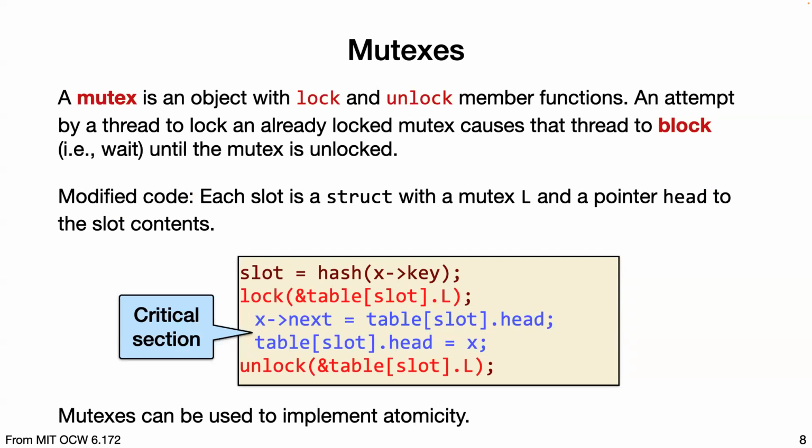And so in the code that I just showed, the way that you would lock this is that you would put a lock on every slot, and then you would first lock the slot. You would set both these operations inside the critical section, and then you would unlock it. So in one atomic section, you have to set next and also set the head to the new thing. Otherwise, you lose the insert. And like I said, you can use mutexes to implement atomicity.